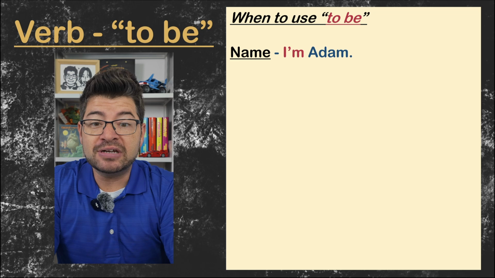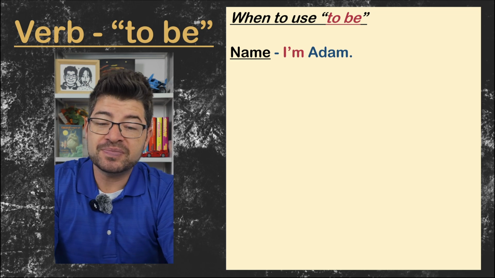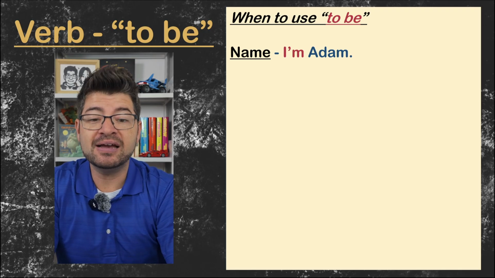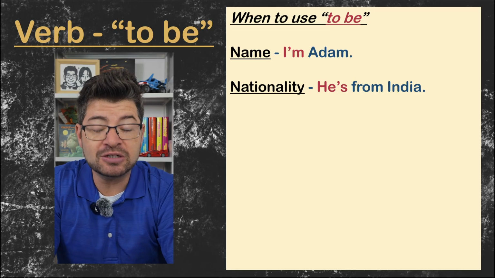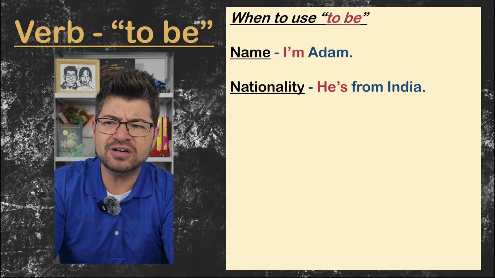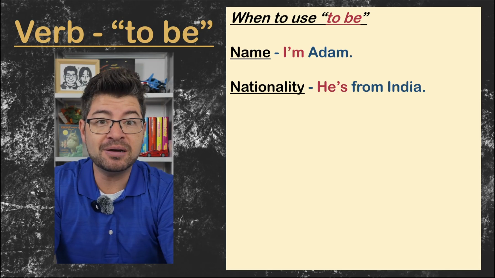So next, let's take a look at when. When do we use this verb to be? First of all, is when you say your name. When someone asks what's your name, you can say, I'm Adam. Next up is your nationality or where you're from. Someone asks, where are you from? Or where is he from? You can say, oh, he's from India. I'm from America. So you can use it to say where you're from.